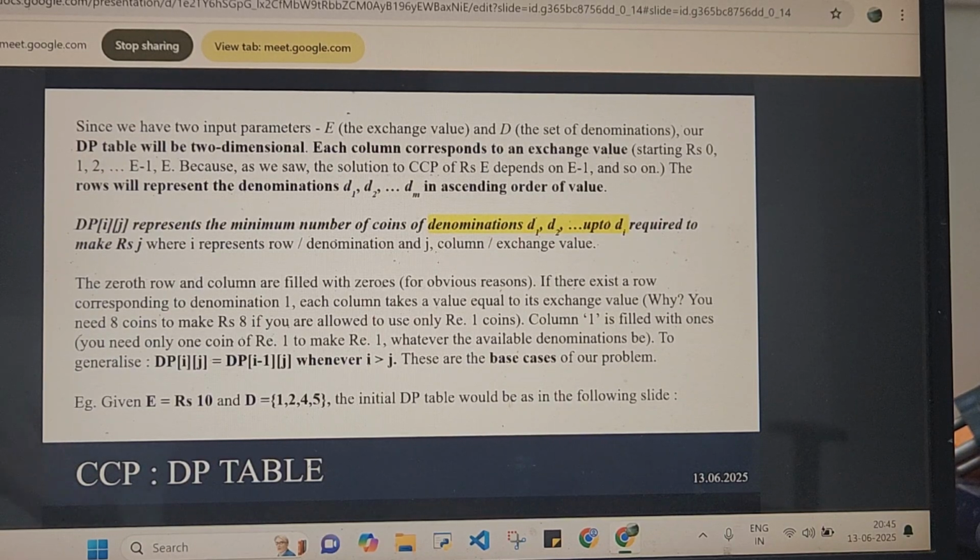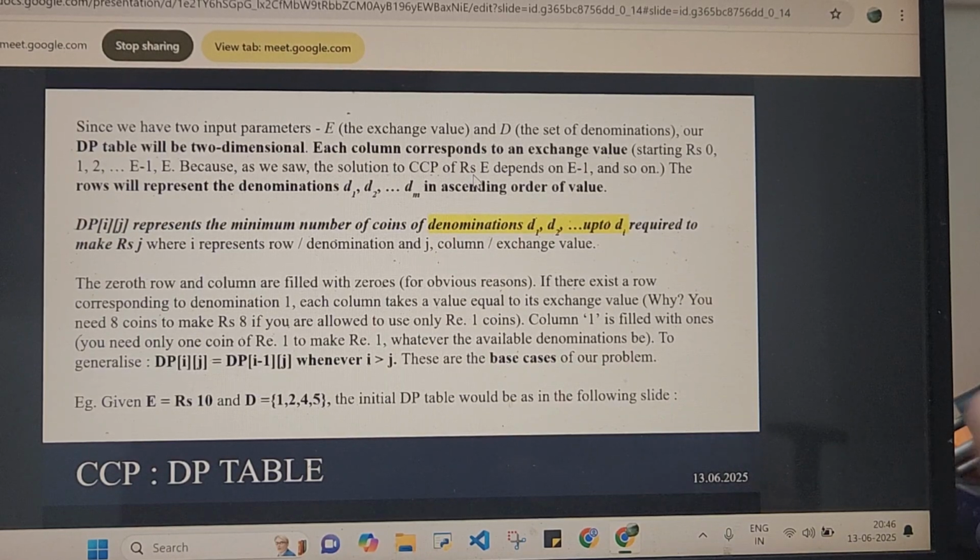So if you take our example which we saw during the problem definition, exchange value was 19 rupees and I think the denominations were 1, 3, 5, 7, if I'm not wrong. So E is equal to 19 and D would be a set containing 1, 3, 5, 7. So because we have two input parameters, our DP table will be two-dimensional. So it will have E columns and D rows. The columns will correspond to exchange values starting rupees 1, 2, so on up to your E.